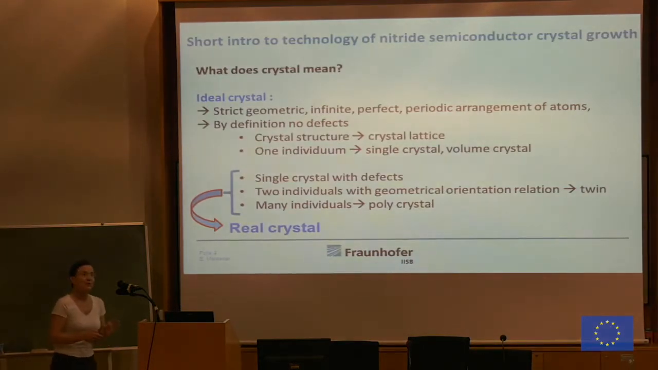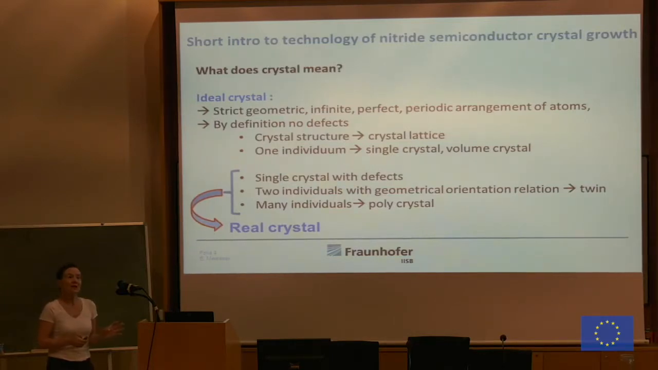So what does crystal really mean? Crystal has several aspects. If we talk about the ideal crystal, which is the theoretical thought about what a crystal is, it means a strict geometric arrangement of atoms in the form of a lattice, which is 3D, infinite and perfect. So by definition, an ideal crystal does not have any defect. We call that structural arrangement of atoms the crystal lattice.